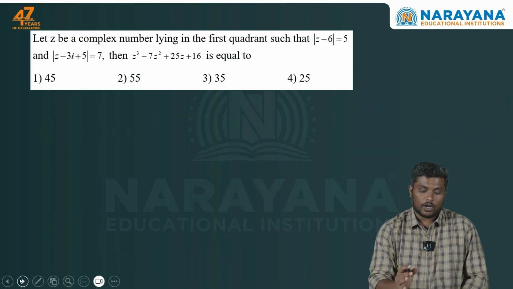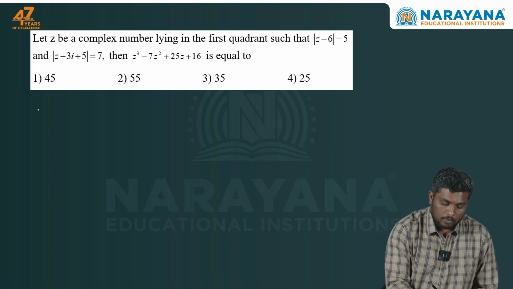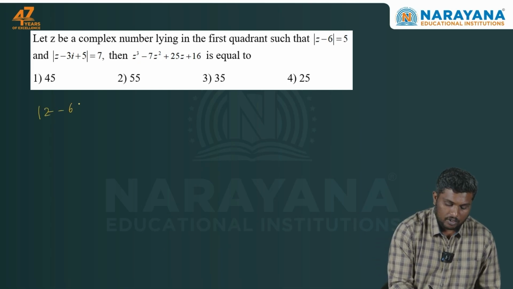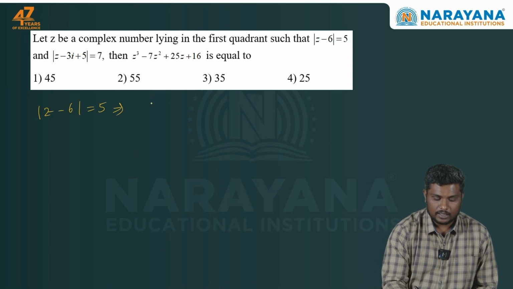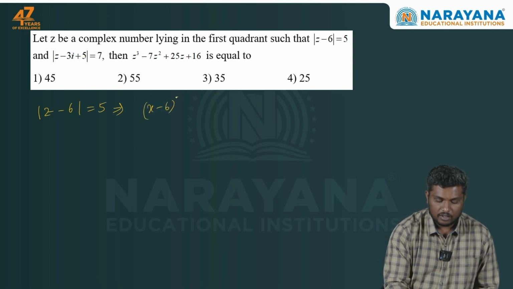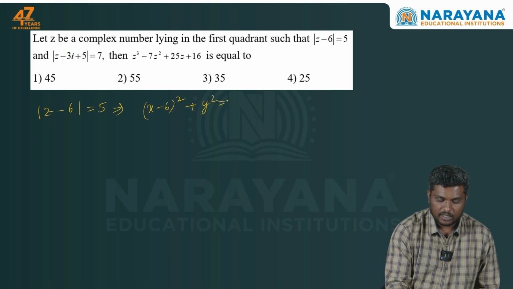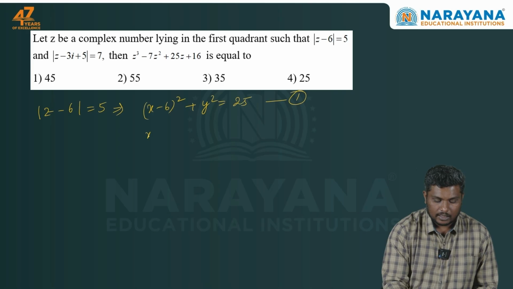Next question is from complex numbers. Okay, so mod z minus 6 is equal to 5. Guys, this is nothing but the equation of a circle centered at 6 comma 0. So x minus 6 whole square plus y square is equal to 25. That is the first equation. There is another circle given here, x plus 5 whole square plus y minus 3 whole square is equal to 49.